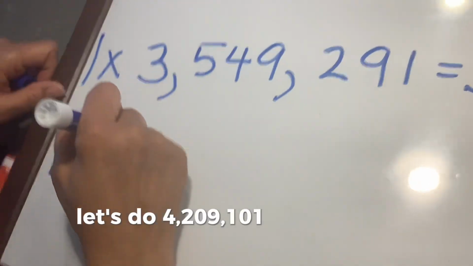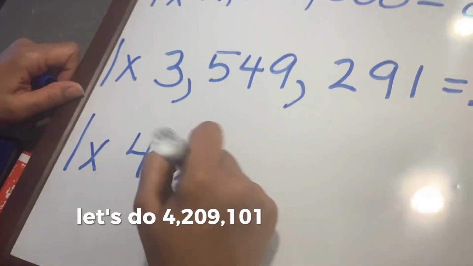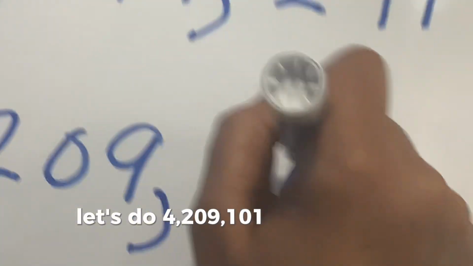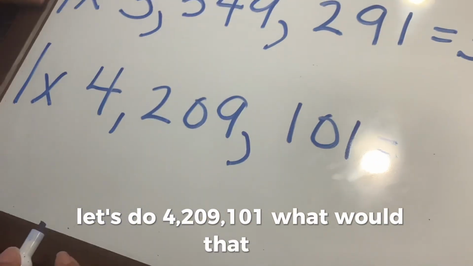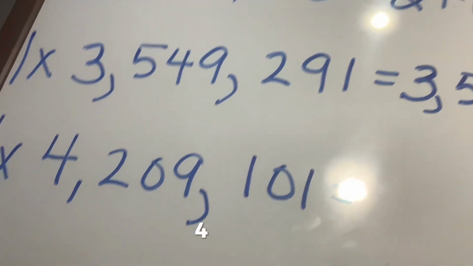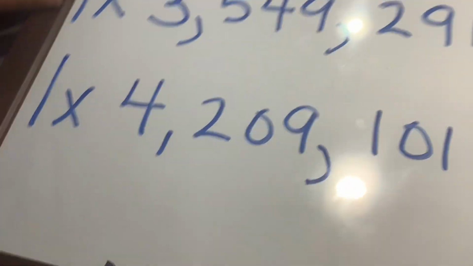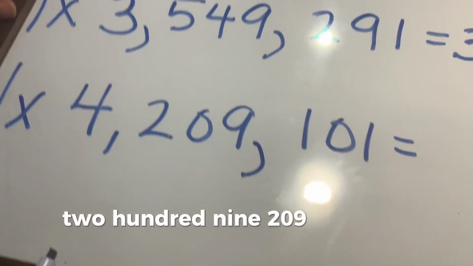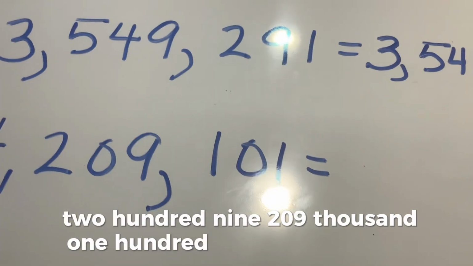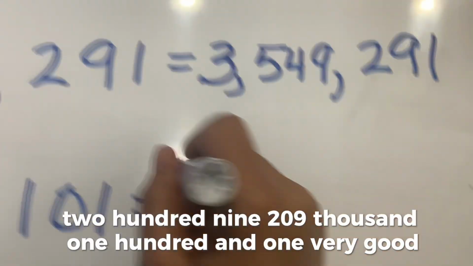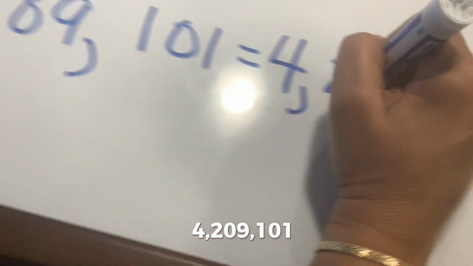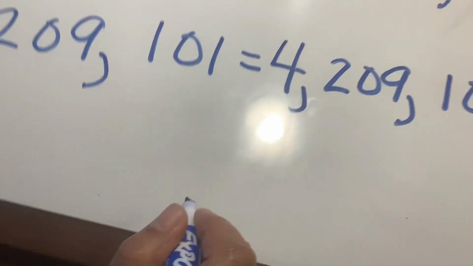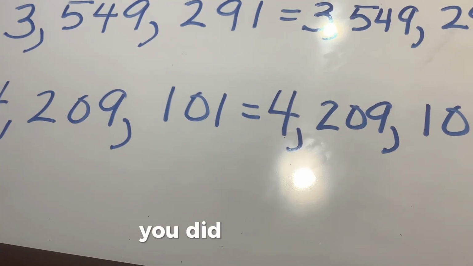What about 1 times 4,209,101? What would that be? 4,209,101. Very good. 4,209,101.